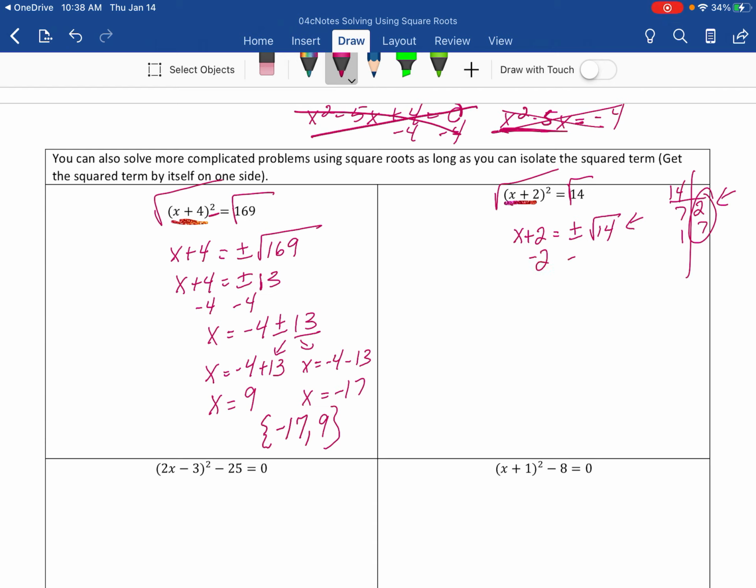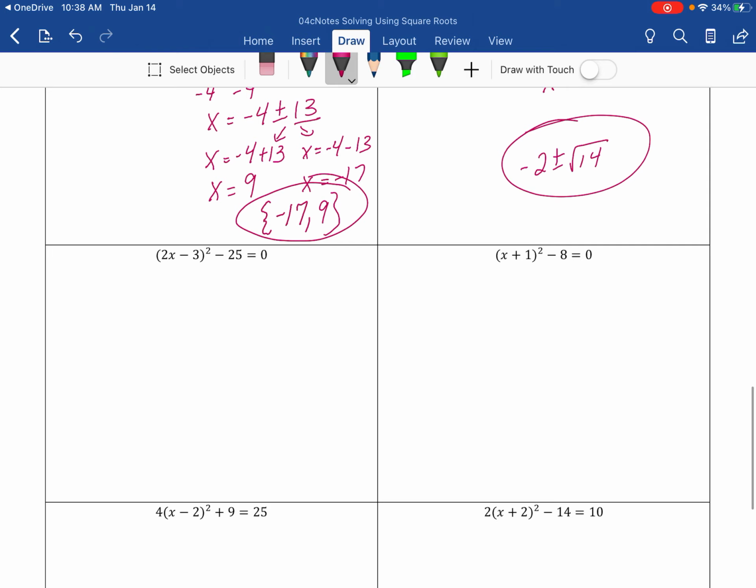So all I do for this problem, because I have an irrational number, because I still have a radical, my answer is going to be negative 2 plus or minus radical 14. And that's going to be your answer: negative 2 plus or minus radical 14.